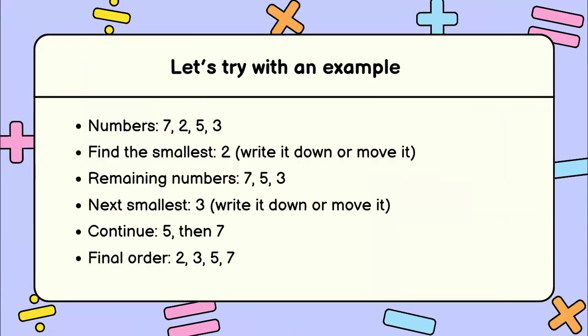Now, let's try with an example. Here we have the numbers 7, 2, 5, and 3. So, which is the smallest? 2. I found the smallest number, 2, after identifying the numbers. The remaining numbers are 7, 5, and 3. What's the next smallest? 3. So, write 2, then 3, and then there's only 5 and 7. So, 2, 3, 5, and 7. That's your final order. And make sure to check your work.